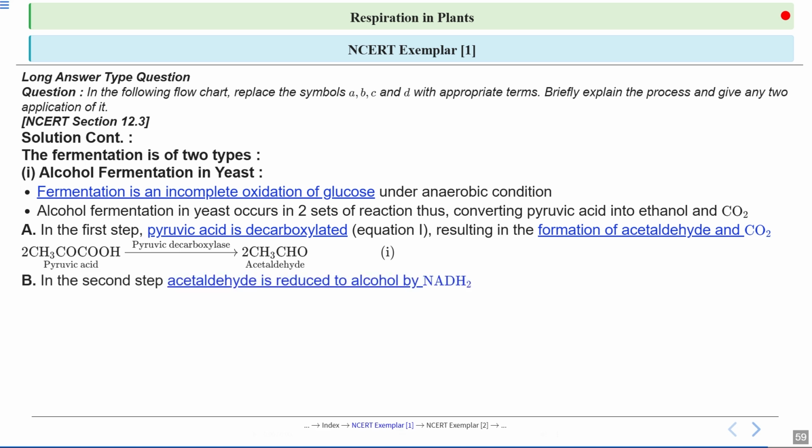Then in the second step, acetaldehyde is reduced to alcohol by NADH2. So here we can see acetaldehyde is converted to ethanol or ethyl alcohol, and there is release of carbon dioxide.